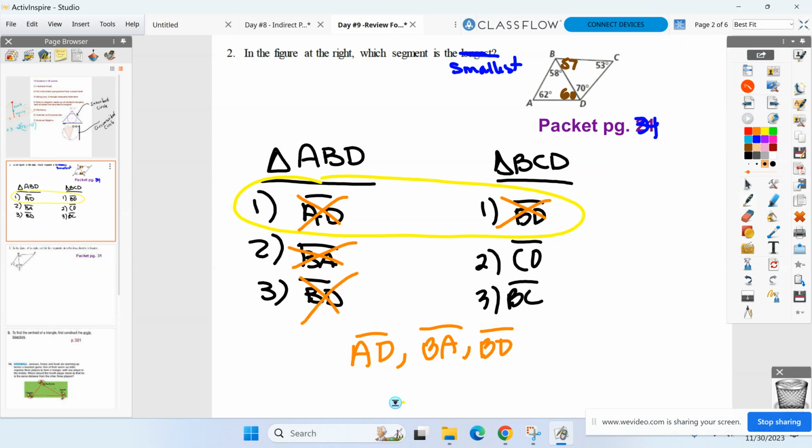And then out of the two that are left, you ranked them. Which one's smaller, CD or BC? Out of CD and BC, which one's the smaller one? You have them ranked here. CD and then BC. Okay, so be prepared to rank them tomorrow. Be prepared to rank them.